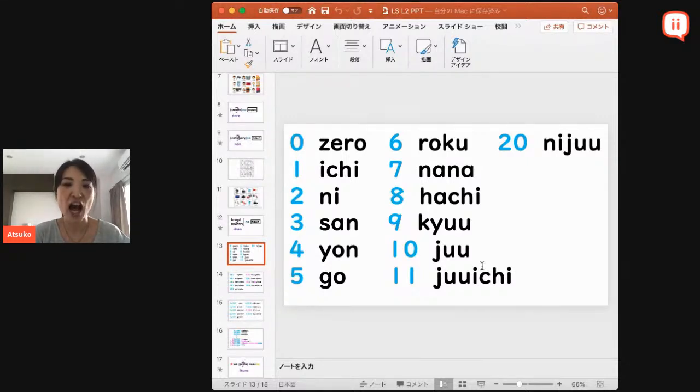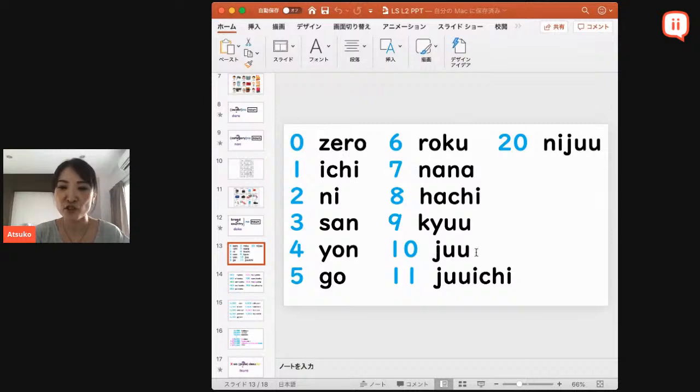San, yon, go, roku, nana, hachi, kyu, ju. Kyu and ju are long vowels.